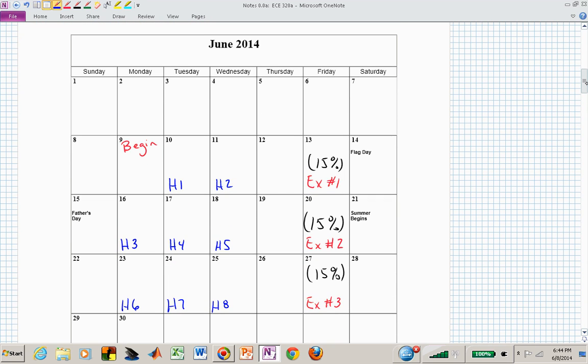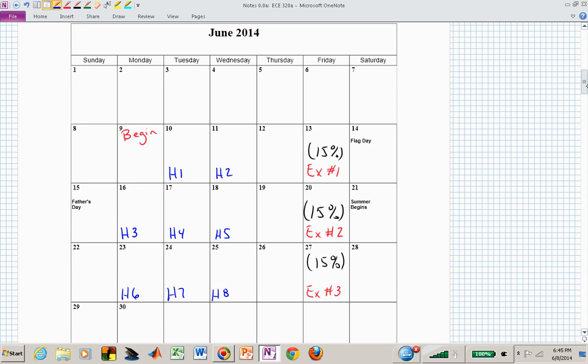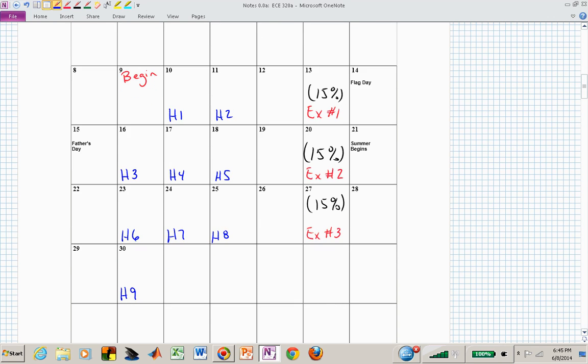Here is the month of June in terms of a calendar. We're beginning on Monday, June 9th. Our first homework assignment is due the next day at 11:59 p.m. And again, you'll be submitting those homework problems solutions through Mastering Engineering. Our first exam is Friday. Our second exam is the following Friday.